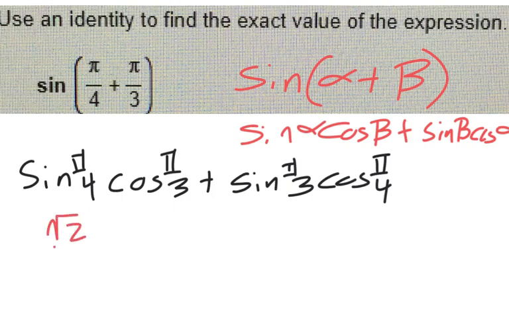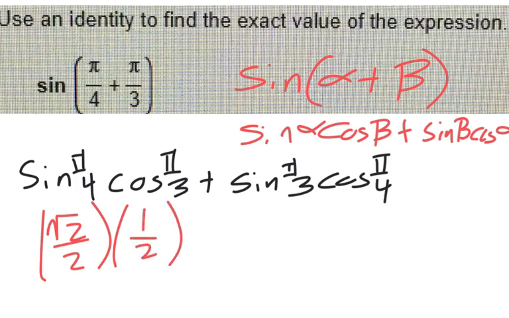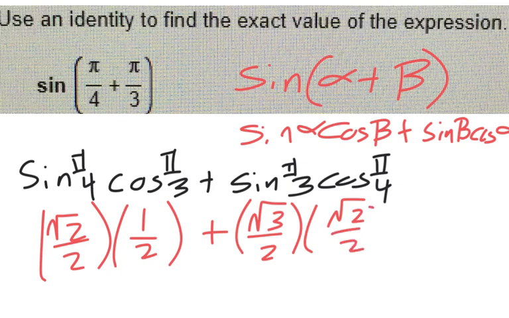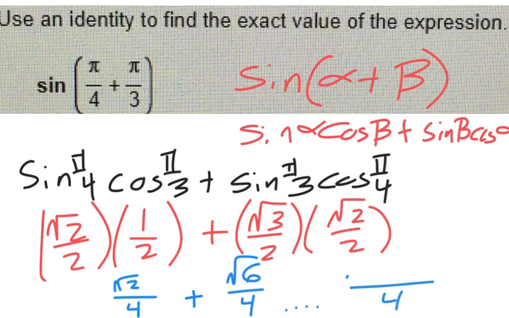Sine of pi over 4 is radical 2 over 2. Cosine of pi over 3, that's a 60-degree angle. Cosine would be the adjacent over the hypotenuse, so that's 1/2. Plus sine of pi over 3, that's going to be radical 3 over 2 times cosine of pi over 4, that's radical 2 over 2. So now we multiply. Radical 2 times 1 is radical 2. 2 times 2 is 4. Plus radical 3 times radical 2 is radical 6, over 2 times 2 is 4. They have a common denominator, which means we can write this as radical 2 plus radical 6 all over 4.